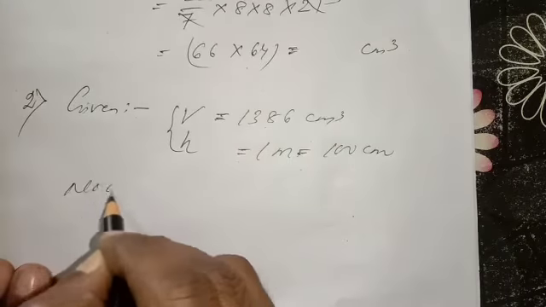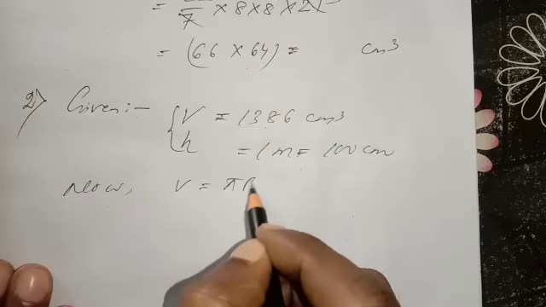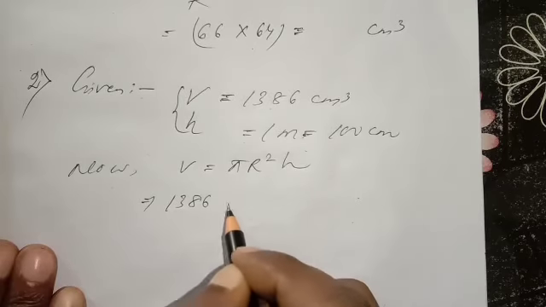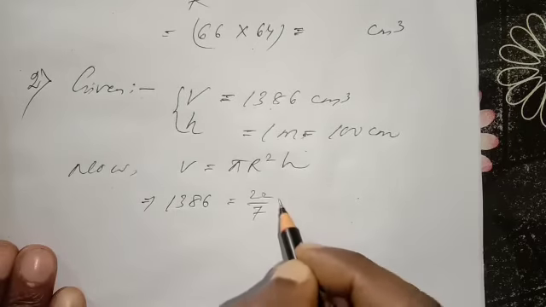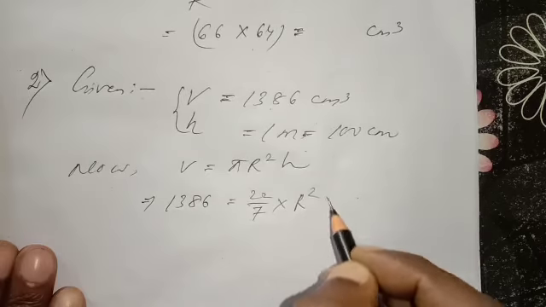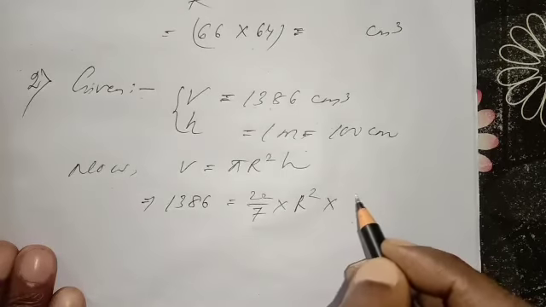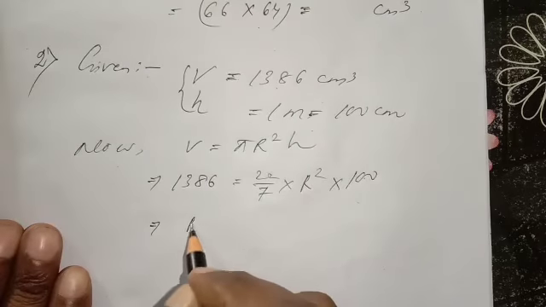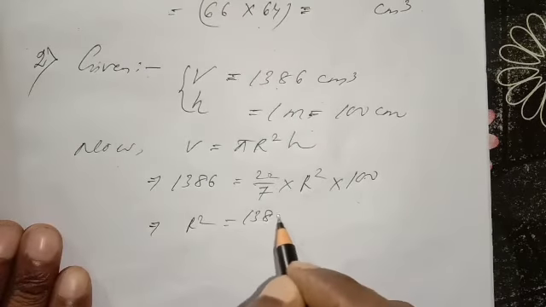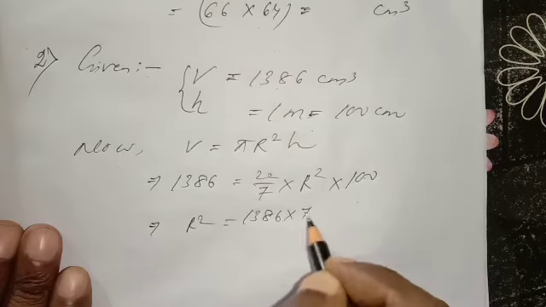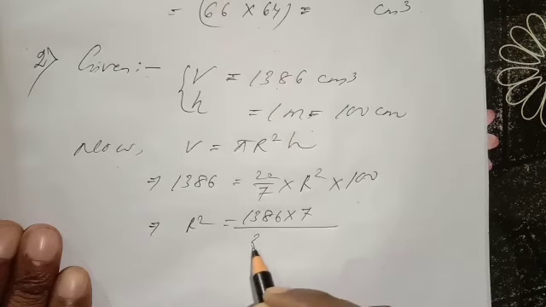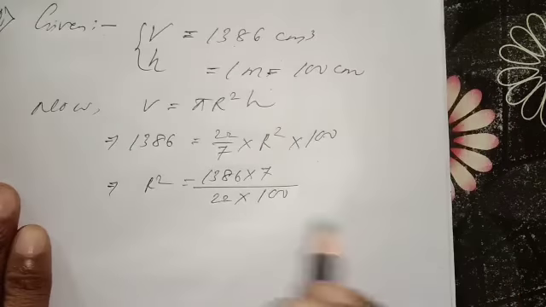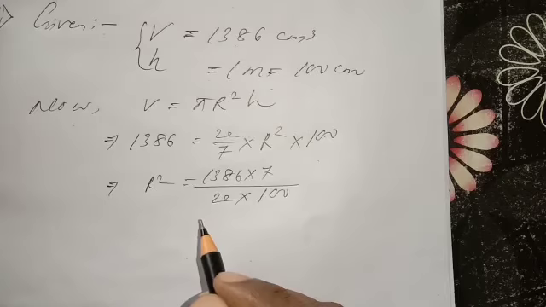You have to find the diameter of the base of the cylinder. Now, the volume formula is what? Pi r square h. The volume is 1386. Pi means 22 by 7. Radius is not given. And 1 meter equal to 100 centimeter, so height is equal to 100. Now, r square is equal to 1386 into 7 divided by 22 and divided by 100. You have to calculate for r. Just see how to calculate.